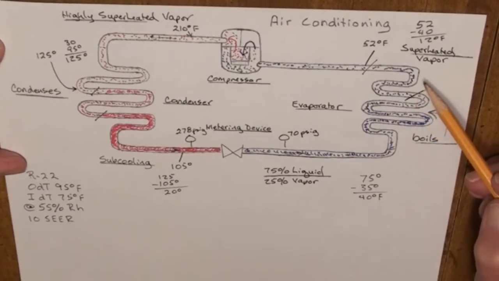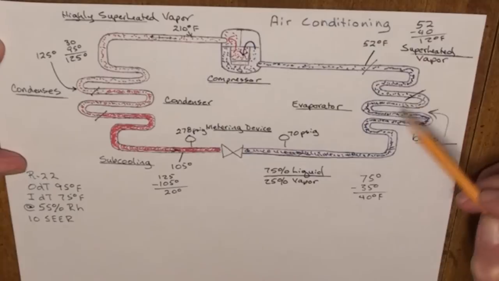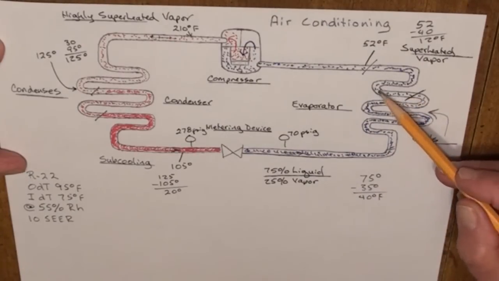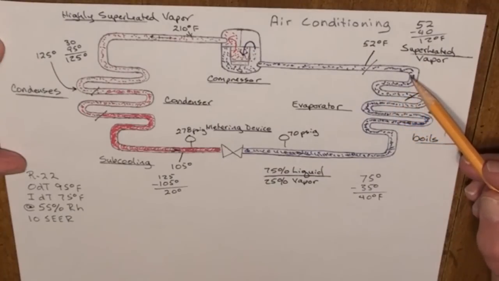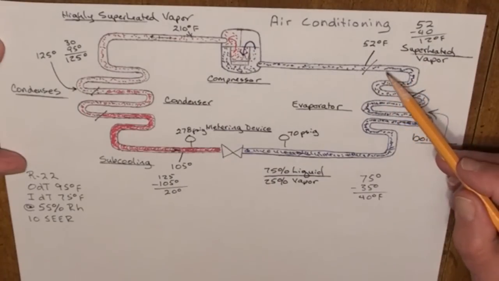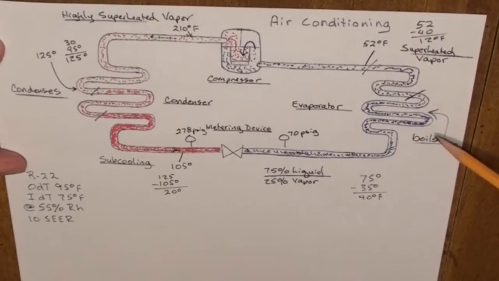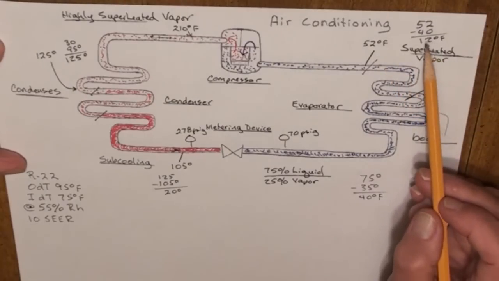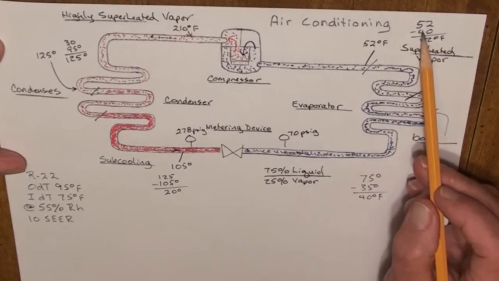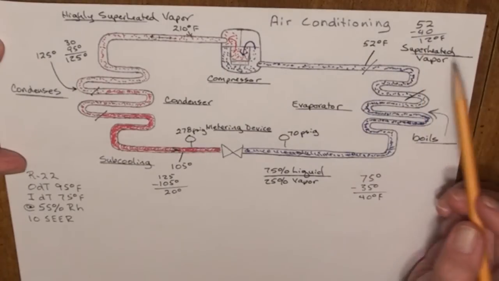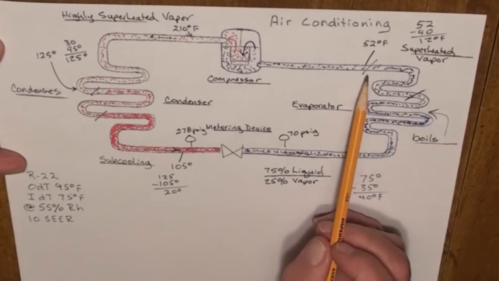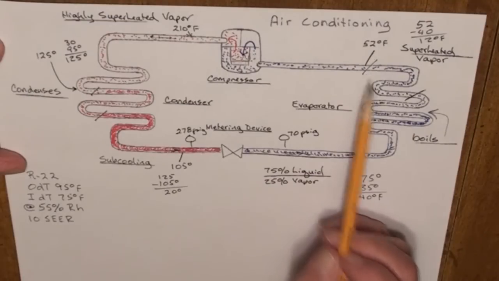At this point, it absorbs sensible heat. So now we're going from 40 degrees, 42, 43, 44, 45, 50. It leaves the evaporator at 52 degrees. We subtract our boiling temperature from our measured line temperature of 52 degrees Fahrenheit, and that gives us 12 degrees. We can say that we have 12 degrees of superheat.